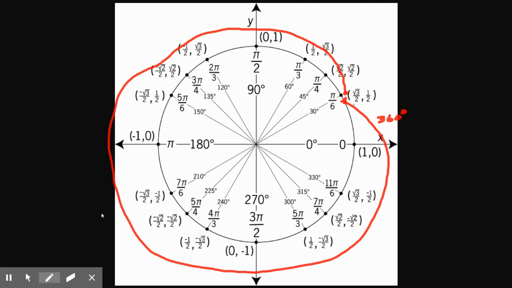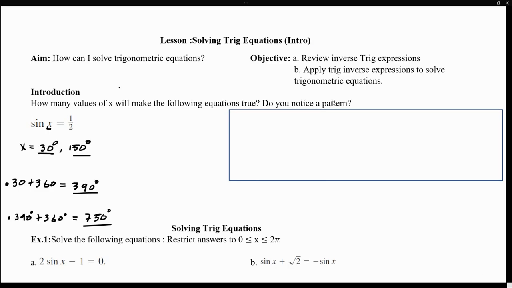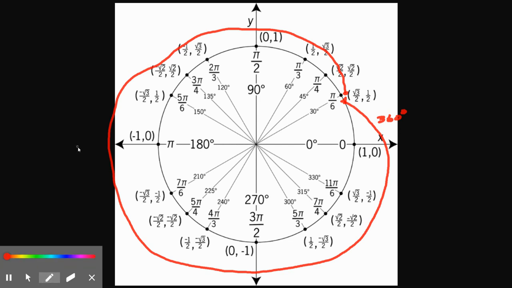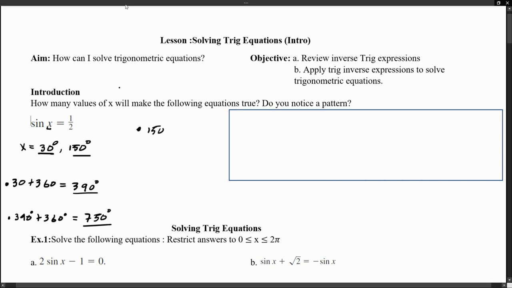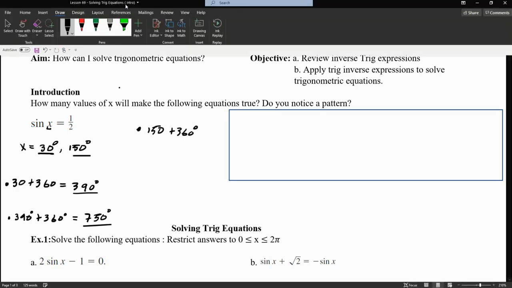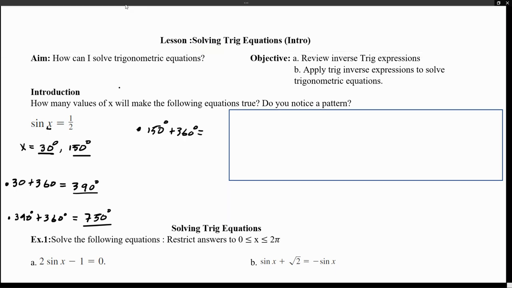And this is not just for 30 degrees, because we also said that 150 was one of the solutions. So we could do the same idea for 150. I know that 150 is one of my solutions. So if I go in a full circle, we would get another solution. Let's write that down. Another possible solution could have been 150 plus 360 degrees, which is equivalent to 510. So here we have another solution.